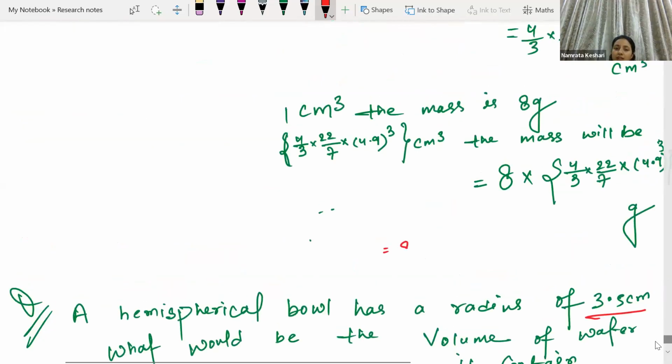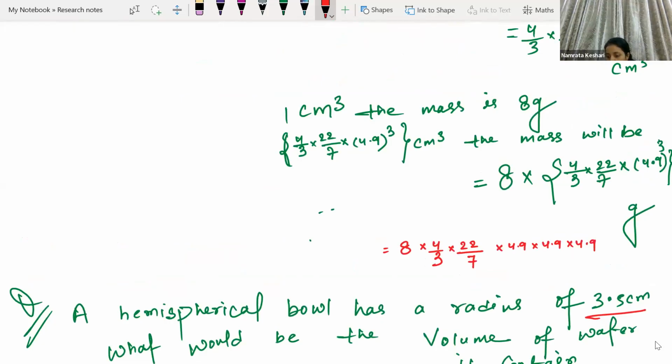No, Sazia, please check the calculation. Okay, 8 into 4 by 3 into 22 by 7, and then 4.9 cube is there. That means 4.9 into 4.9 into 4.9. Okay, let me check whether I have written the data properly or not. Wait. You are getting 126 point something.